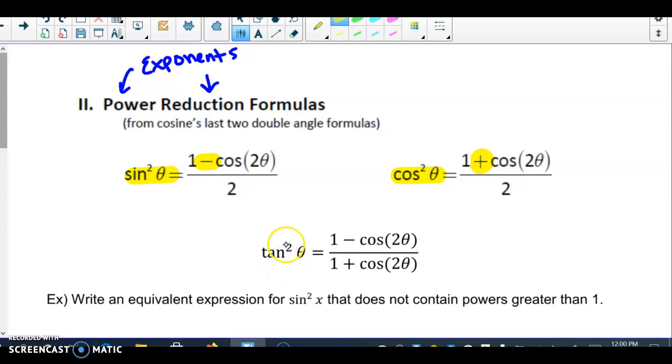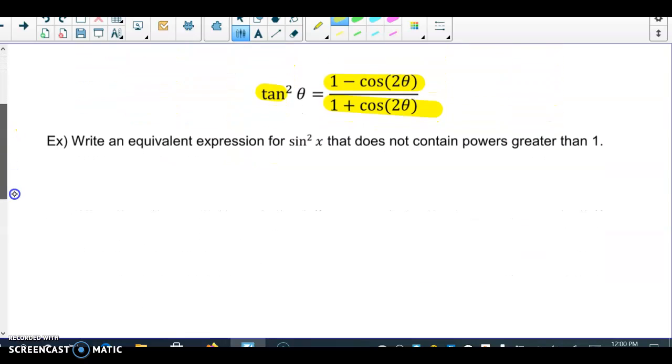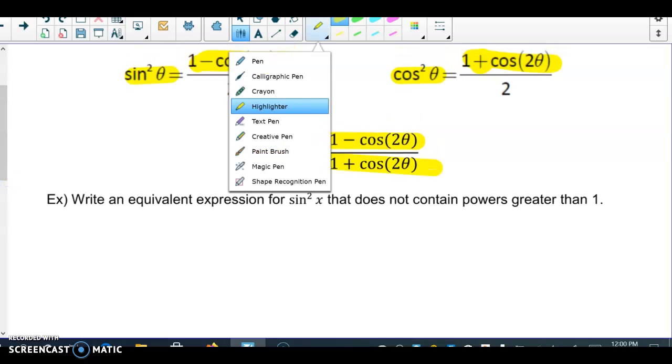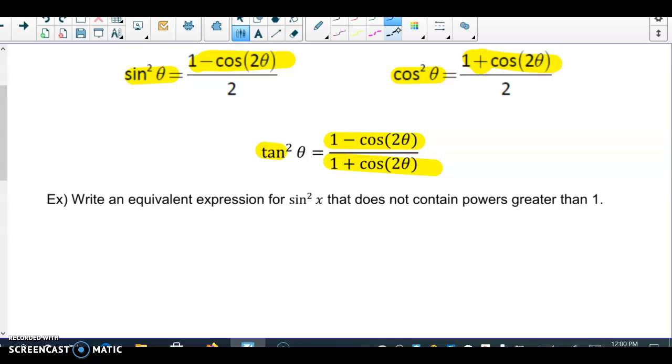And your tangent squared is your sine divided by your cosine, so it's the top over the top because the bottoms end up canceling out. So it's 1 minus over 1 plus. So you can see the relationship of the formulas. They are really easy versus the other ones. So let me just quickly do an example for you on this very basic example. We don't have to go into anything really in depth. Write an equivalent expression for sine squared x that does not contain a power greater than 1.